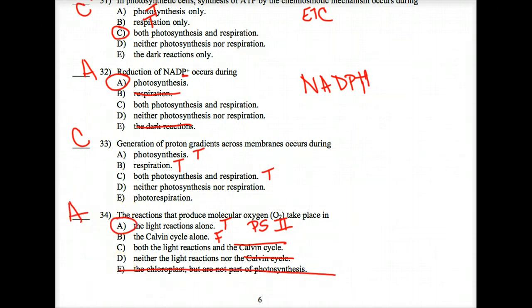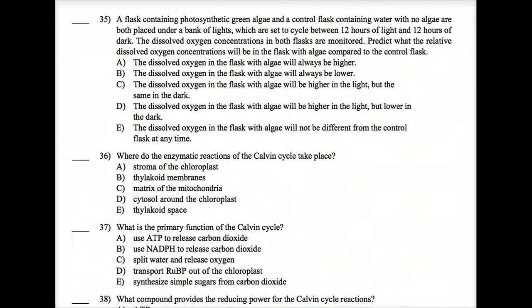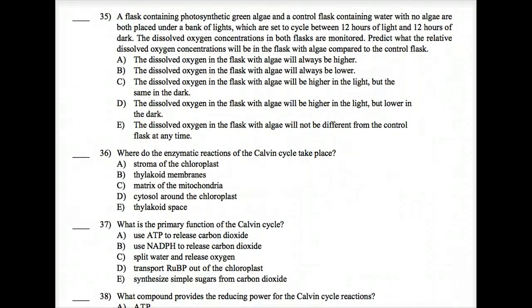Okay, so let's go on to question number 35. A flask containing photosynthetic green algae and a control flask containing water with no algae are both placed under a bank of lights which are set to cycle between 12 hours of light, 12 hours of dark. The dissolved oxygen concentrations in both flasks are monitored. Predict what the relative dissolved oxygen concentrations will be in the flask with the algae compared to the control.